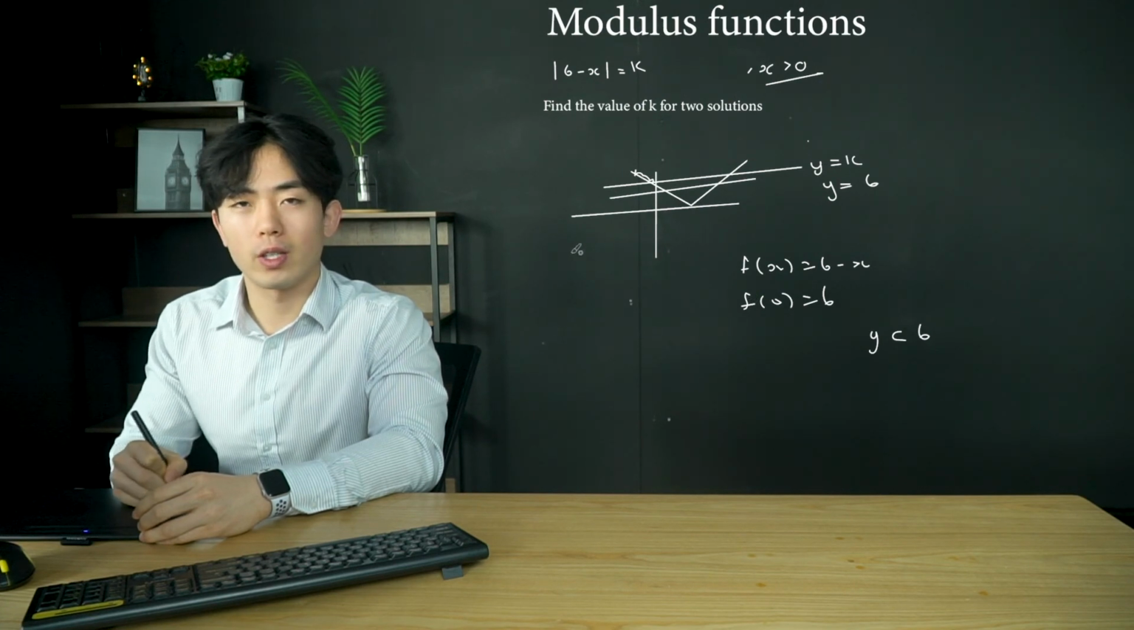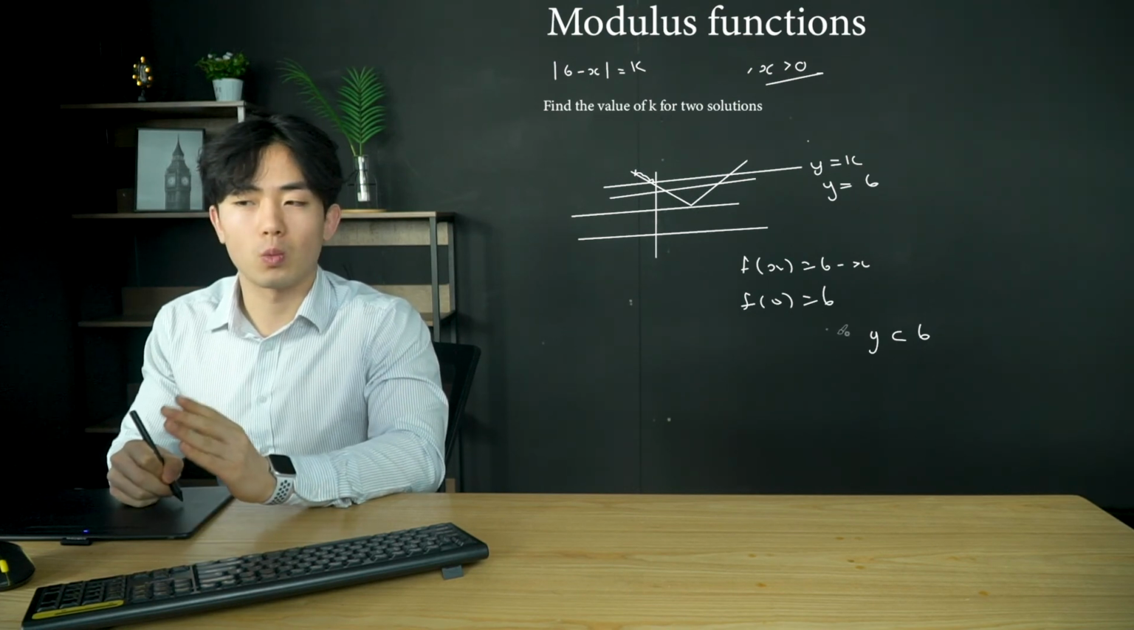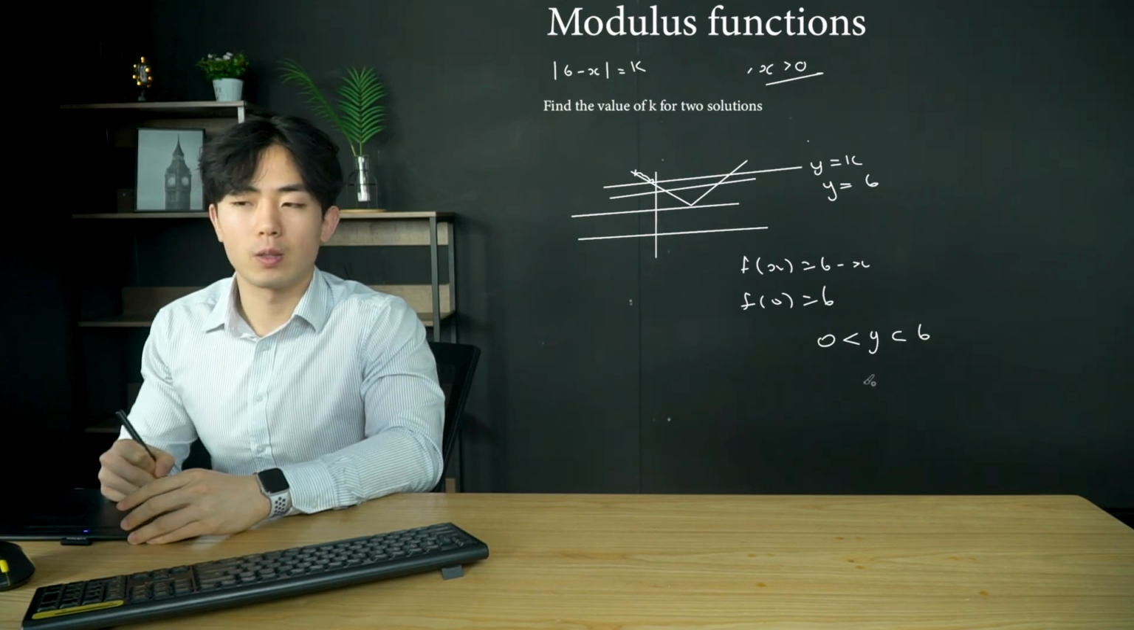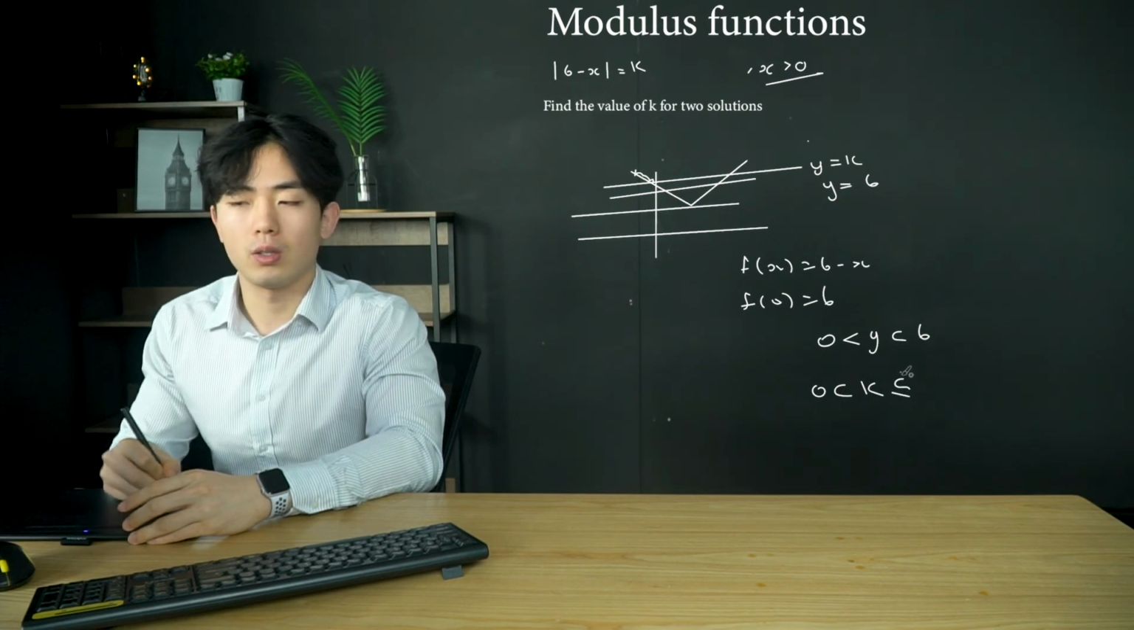However, it's not always the case, because in this scenario here, it doesn't intersect whatsoever. So there's going to be a lower limit as well, and that is when it's bigger than 0. So k is when it's bigger than 0, but less than or equal to 6, because it can be equal to 6.